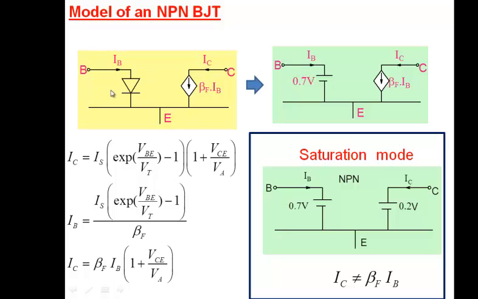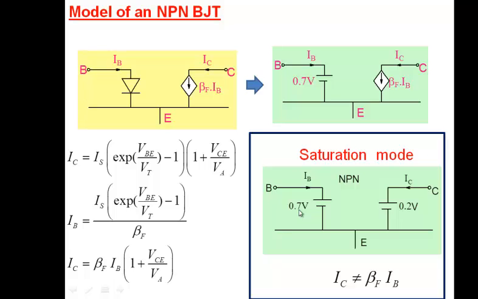And as I said, the diode can be approximated by a 0.7 volt battery. So that's in forward active mode. And this is in the saturation mode, where again the diode is, as usual, a 0.7 volt battery. The collector base junction, remember we said, is forward biased, and the collector emitter voltage can be approximated by a saturation voltage of 0.2.